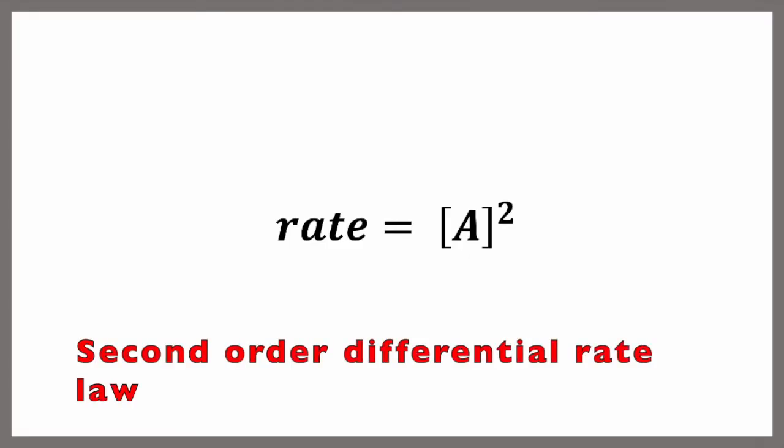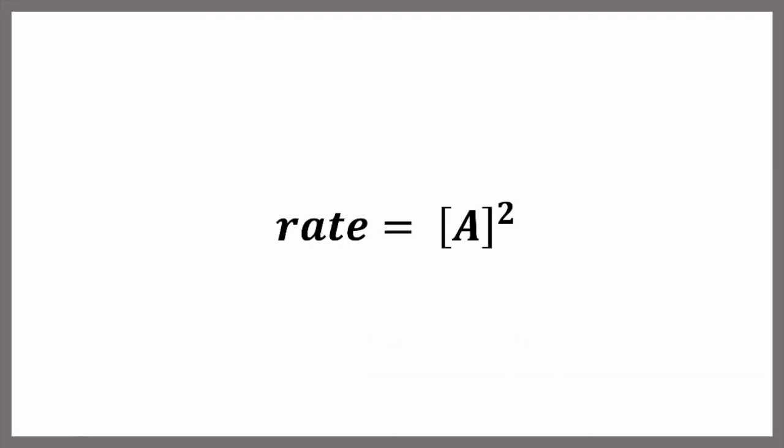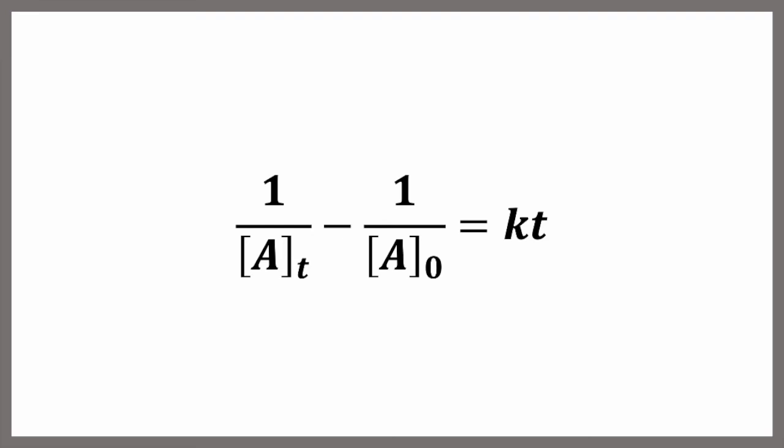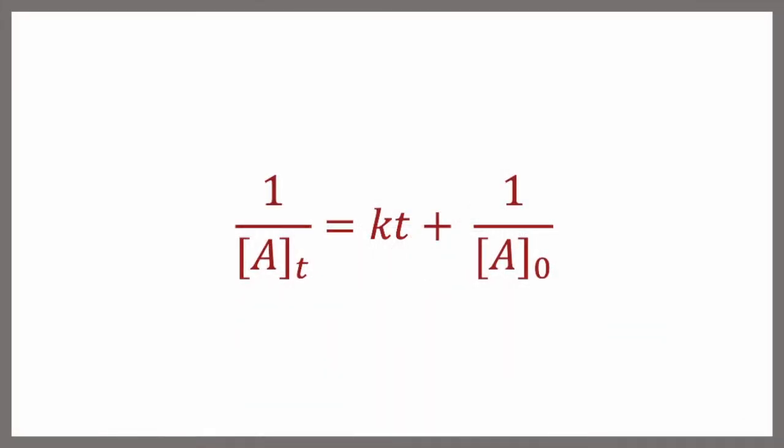So let's start with a second-order rate equation for a reaction with only one reactant. If you were to use calculus and integrate it and rearrange it a little bit, you would get this form of the equation, which is on the AP exam equation sheet. Notice that we can also rearrange this equation to be in the form of a linear equation, y equals mx plus b, where m, the slope, equals k, the second order rate constant.